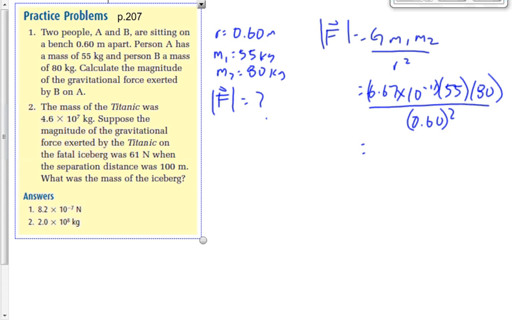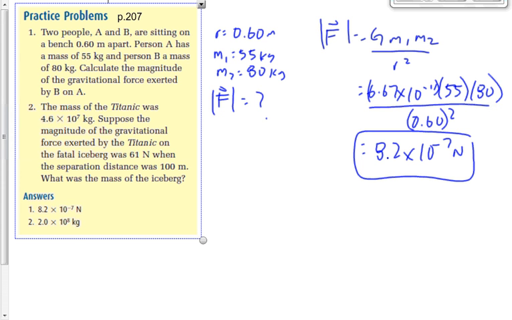We're looking for the magnitude, right? We know the force is going to be opposite in direction, equal in magnitude. We're only looking for the magnitude, so it's going to be the exact same answer there. Okay, when we do the math here, we should get 8.2 times 10 to the minus 7 newtons.